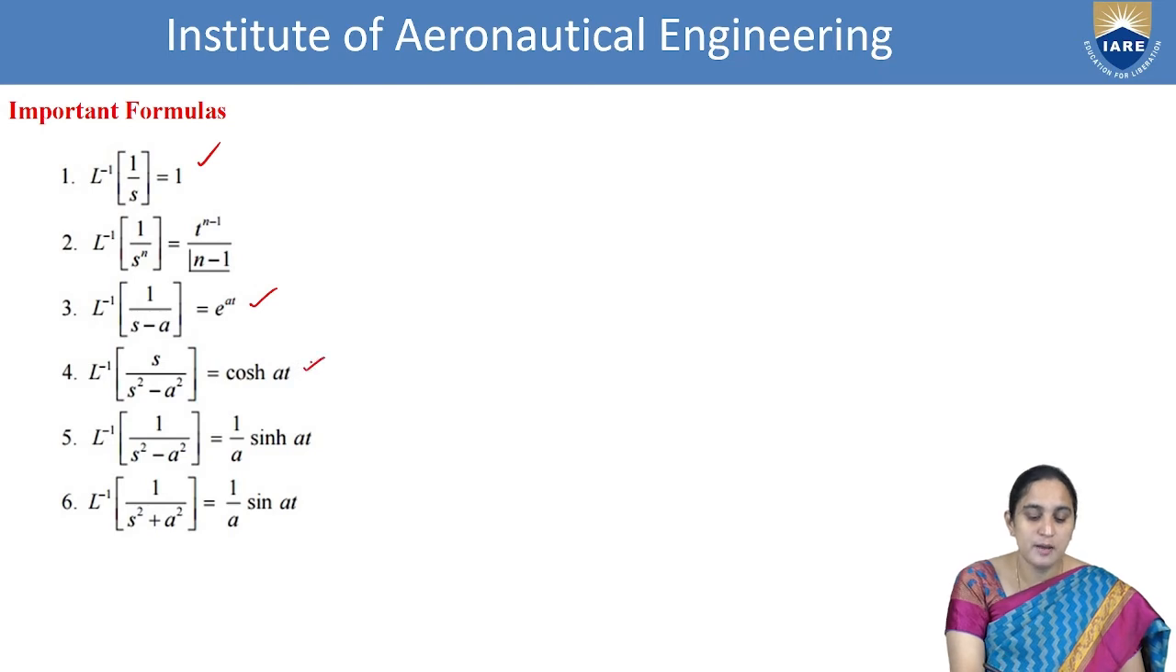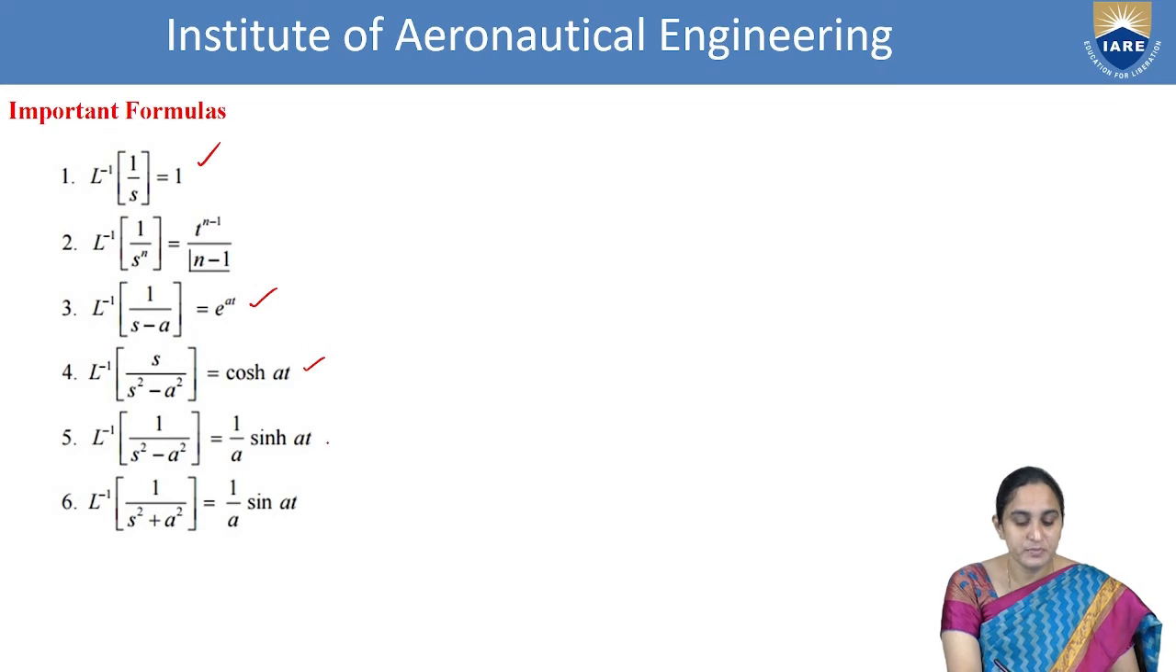And the fourth one, Laplace inverse of s by s square minus a square is equal to cosh at. Hyperbolic means this is the hyperbolic form. Next, the fifth formula, Laplace inverse of 1 by s square minus a square is equal to what? 1 by a into sinh at. And the sixth formula, Laplace inverse of 1 by s square plus a square is equal to what? 1 by a into sin at.